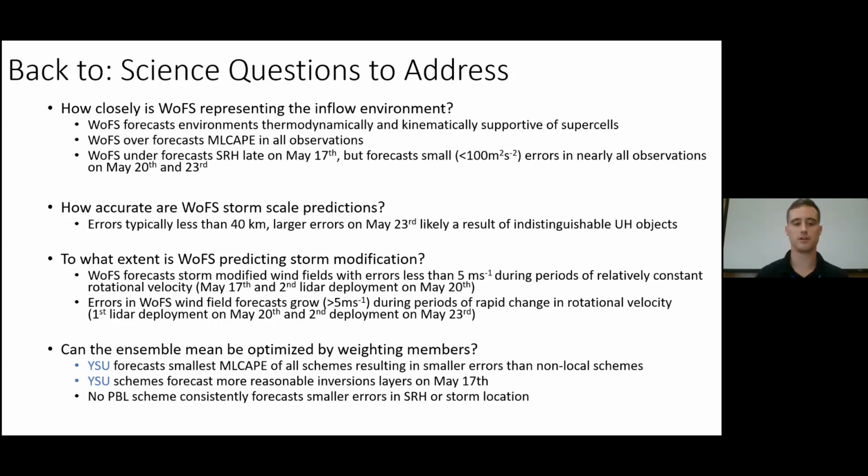So back to this question of, can the ensemble mean be optimized by weighting members? Well, because WoFS over-forecasts mixed layer CAPE and YSU typically forecasts a lower mixed layer CAPE, perhaps weighting the YSU as far as that mixed layer CAPE forecast could result in a bit more accurate forecasts. And also, the YSU scheme did show to predict more reasonable inversion layers than the other schemes, particularly on May 17th. Now, no PBL scheme consistently forecasted smaller errors in SRH or storm location.